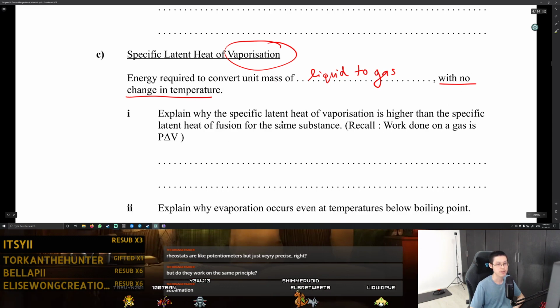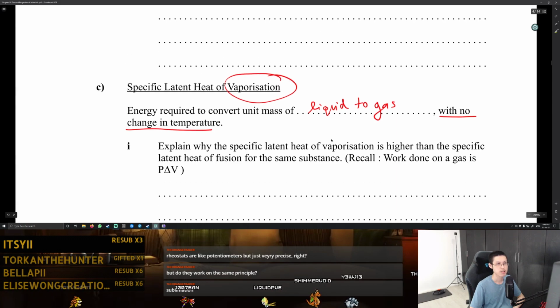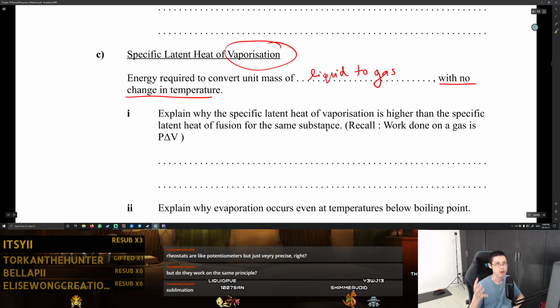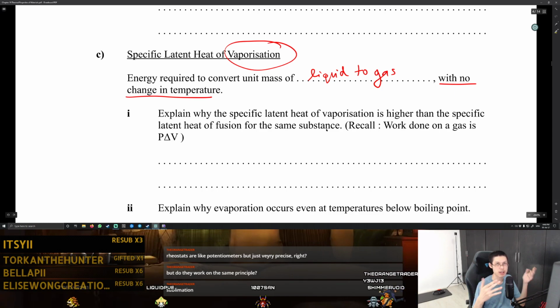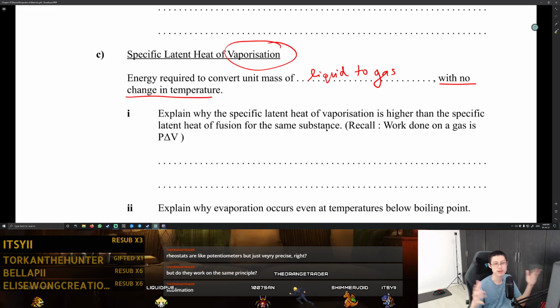Explain why the specific latent heat of vaporization is higher than the specific latent heat of fusion for the same substance. In fact, if you go from solid to liquid, let's say you're melting ice, you actually need less energy than if you were to go from liquid to gas. Why do you think that is?